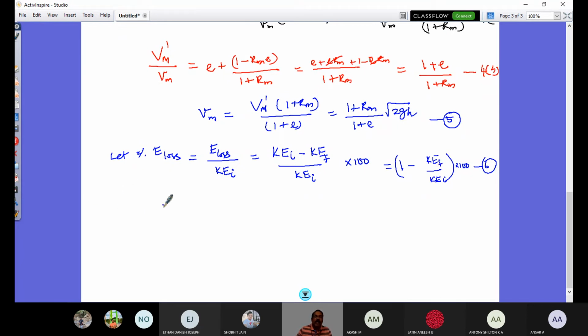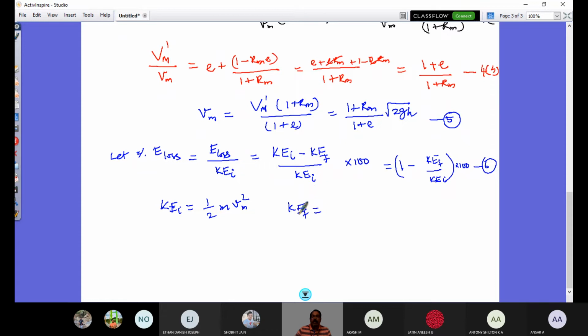So what is my initial kinetic energy of the system? It is only due to the ball mass. So half into m into small v m square. Only this. And what is my final kinetic energy of the system?